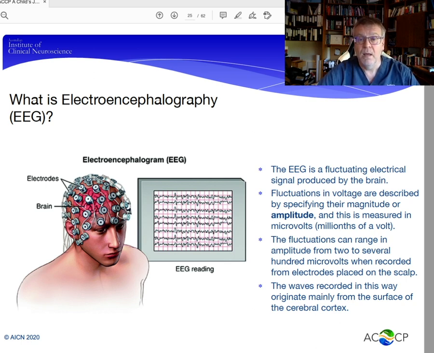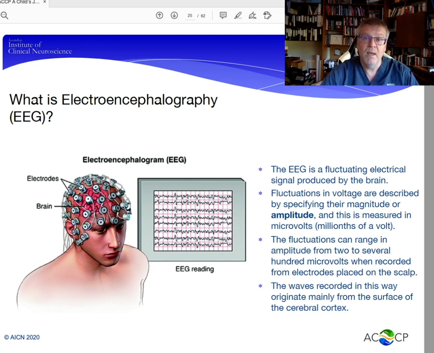Now, most of the time, the waves that we're measuring, the information that we're measuring with the EEG, is measured from the scalp and coming from the cortex of the brain. Now, we will demonstrate how we can look at the functions of deep cortical structures a little bit later in the presentation.